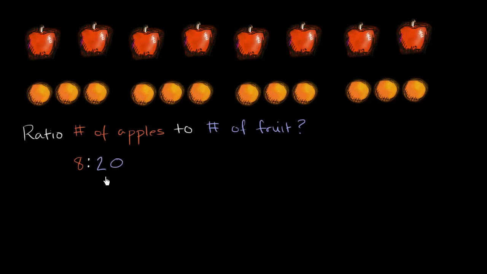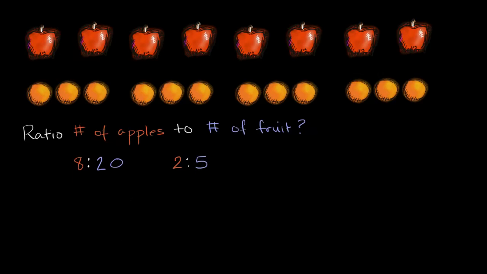20. Or if we want to write this in a more reduced form, we can divide both of these by 4. 4 is their greatest common divisor. And so this is the same thing as a ratio. 8 divided by 4 is 2, and 20 divided by 4 is 5. So 2 to 5. Now, does this make sense?